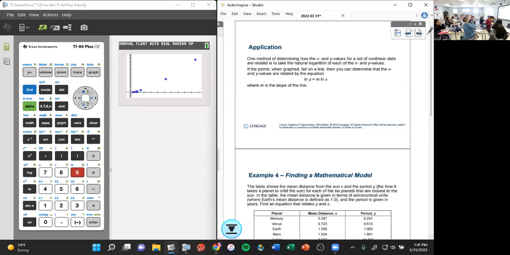I have 6 data points. That's 6 Ys and 6 X's. That's 12 computations of natural log. I'm about to show you how to use the calculator to do this for you.